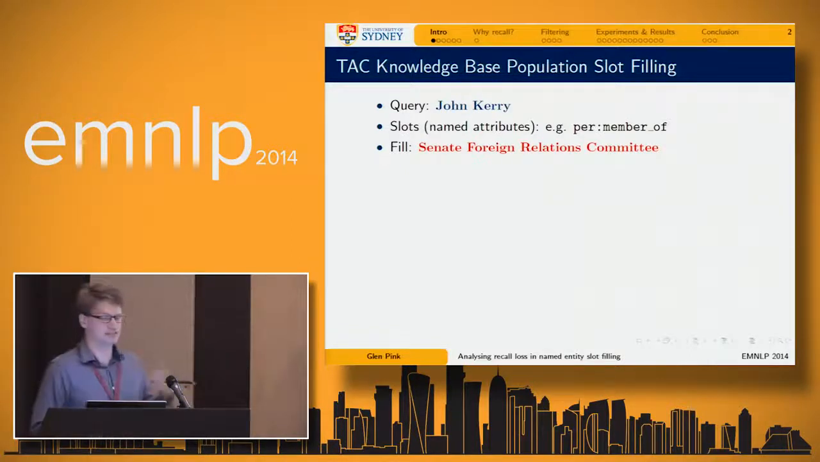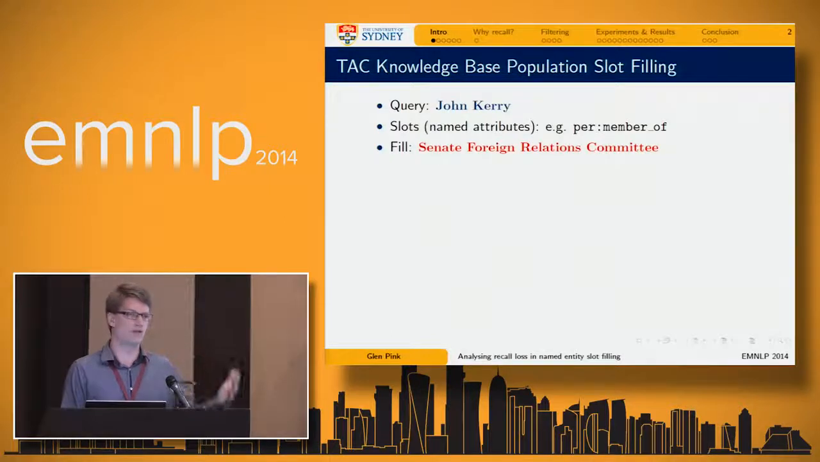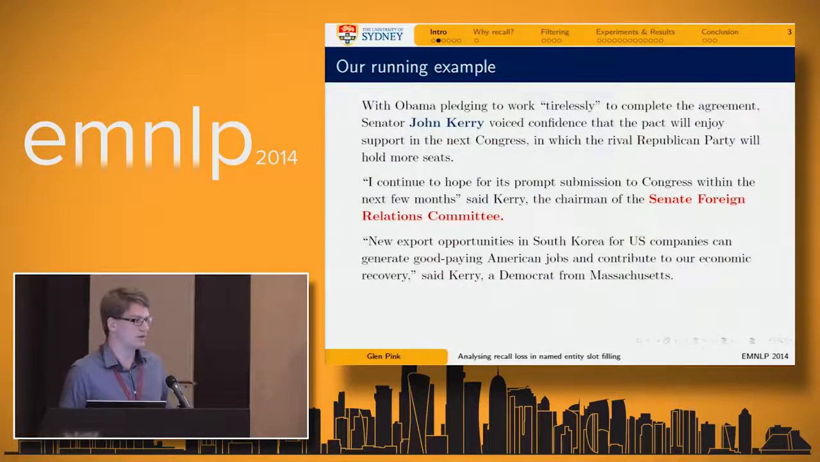So in this case, a system given the query John Kerry, looking for a fill for the slot member of, that is, organisations that John Kerry is a member of, might go out, look for a document, and find that John Kerry is a member of the Senate Foreign Relations Committee. And we'll come back to this as a running example throughout the talk.